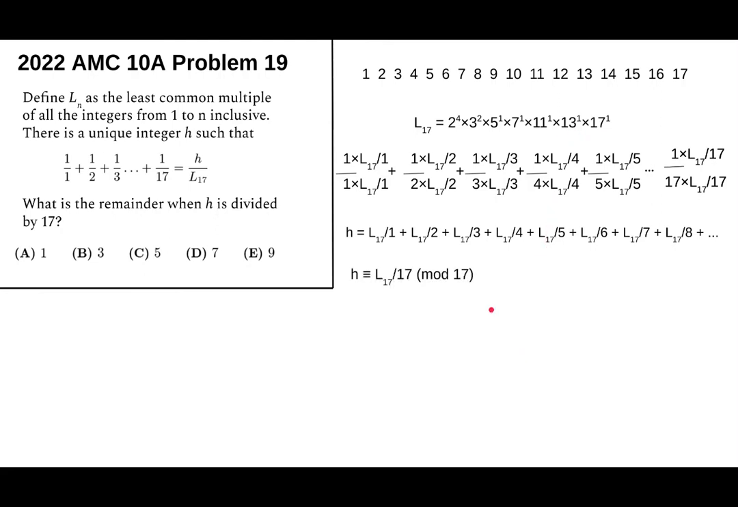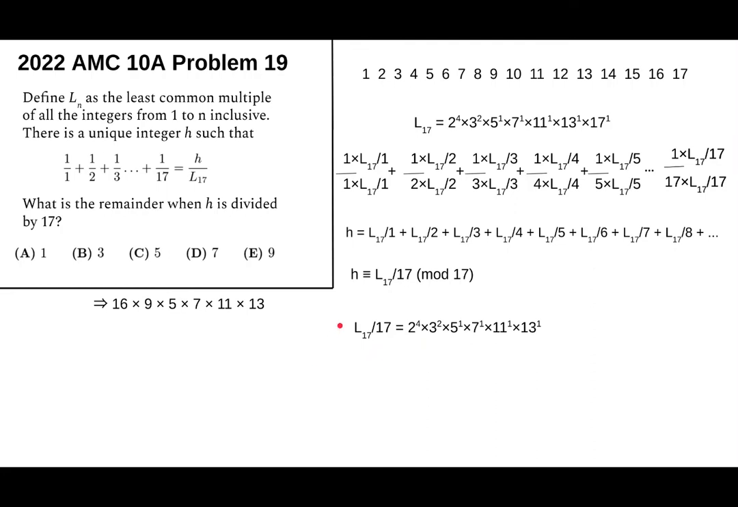So we can write h to be congruent to L of 17 over 17 mod 17, which basically means that it leaves a remainder of L of 17 over 17 when you divide by 17. So now we can write L of 17 over 17 as 2 to the power 4 times 3 squared times 5 times 7 times 11 times 13, because when you take L of 17 and divide by 17, the 17s cancel out and you're left with this expression. So we can expand these to write 16 times 9 times 5 times 7 times 11 times 13.